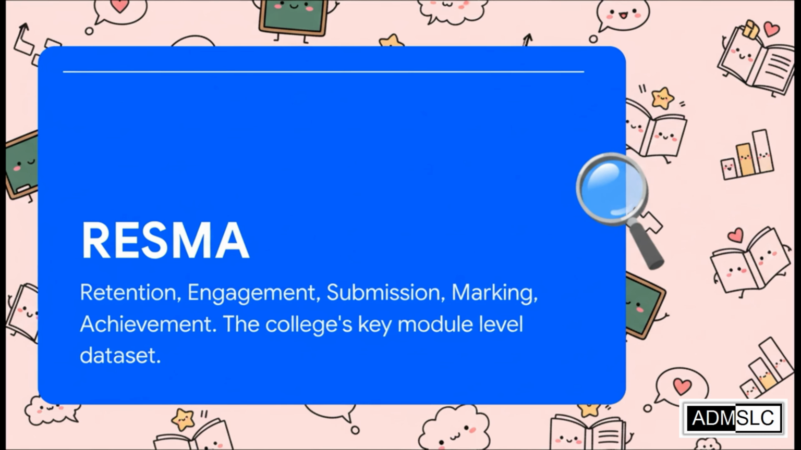You're going to hear this acronym a lot. It's basically our big data dashboard for the module on the staff portal. It stands for Retention, Engagement, Submission, Marking, and Achievement. It's a super useful tool that gives us a bird's eye view of how our students are doing, and we'll really dig into it in our second meeting.